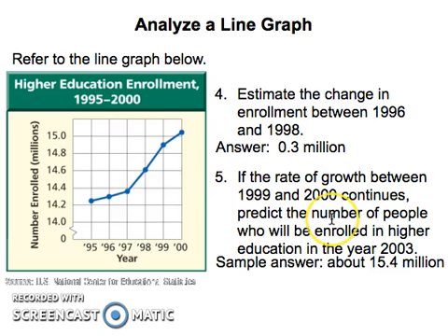Number 5, if the rate of growth between 99 and 2000 continues, predict the number of people who will be enrolled in higher education in the year 2003. Easiest thing to do here is continue your slope. So the rate is shown by your slope. So continue your line all the way across here until about where 2003 would be. And then add up your lines here to see how tall that goes. Best answer here is about 15.4 million.